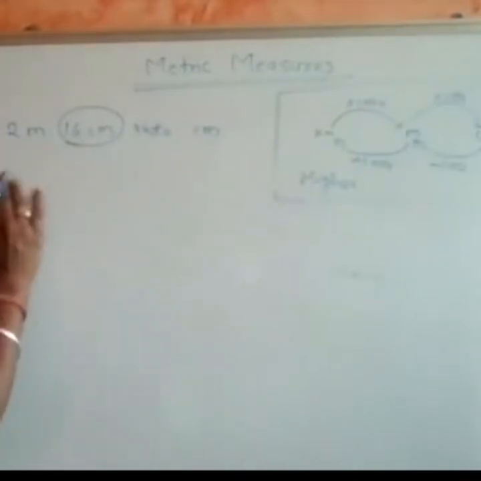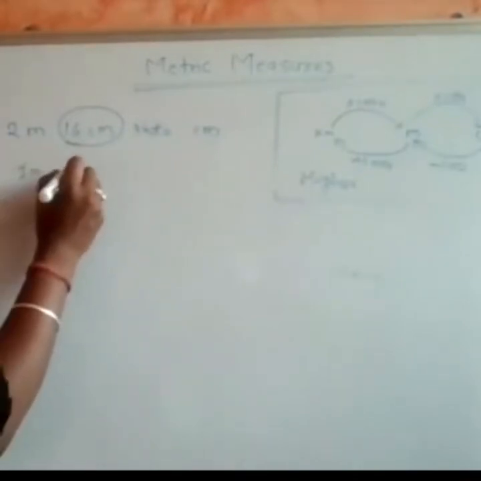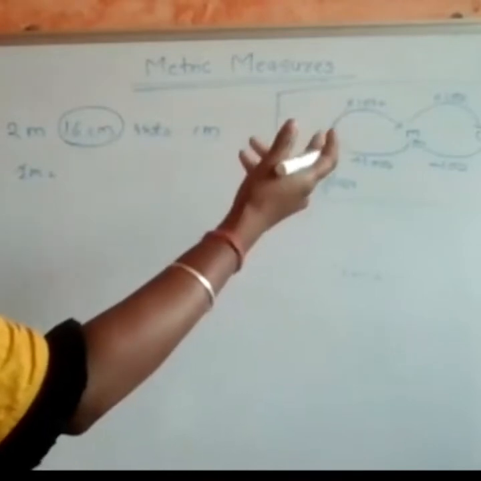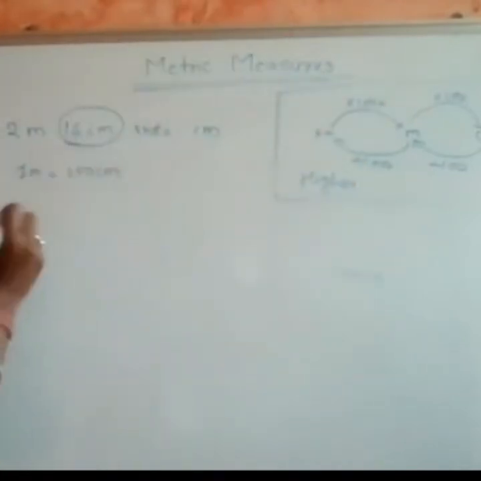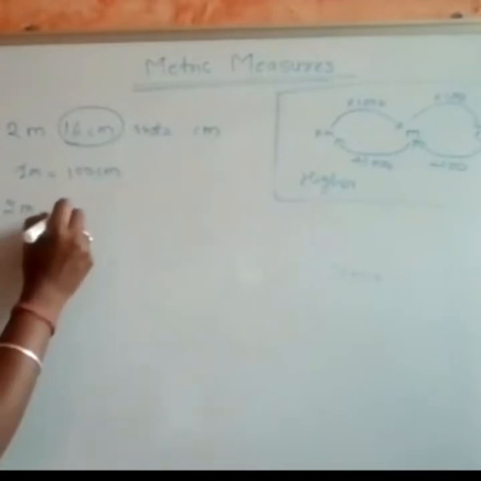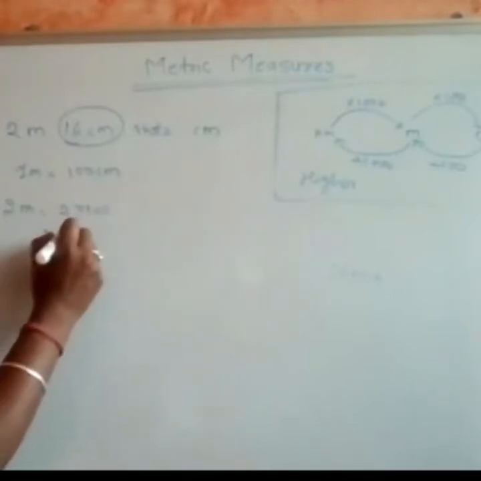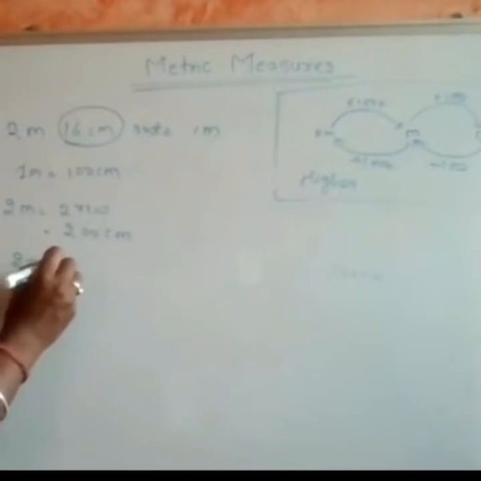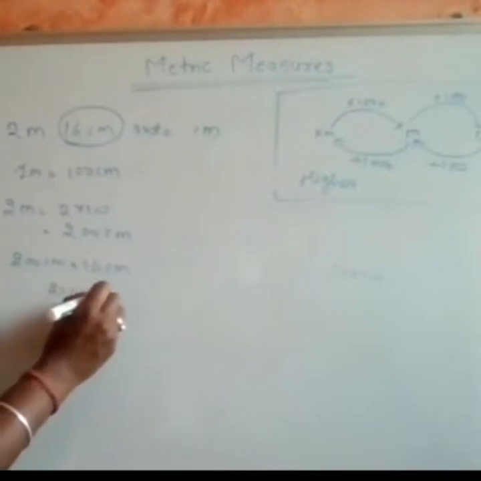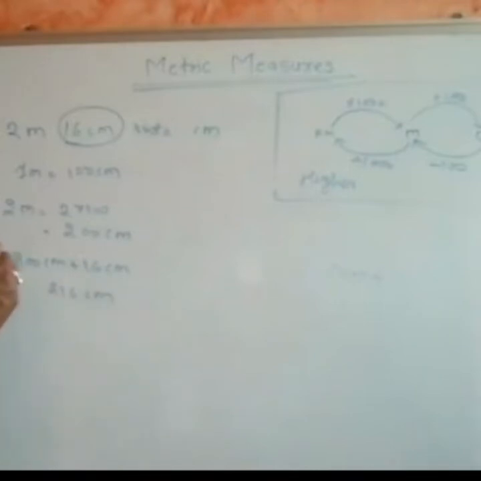So 2 meter, as we know, 1 meter is equal to how many centimeter? 100 centimeter. So you have to put 2 meter equals 2 into 100. That will be 200 centimeter. Now 16 centimeter also we are having, so 200 centimeter plus 16 centimeter. That will be 216 centimeters. So the answer we got. Likewise we have to solve the question.